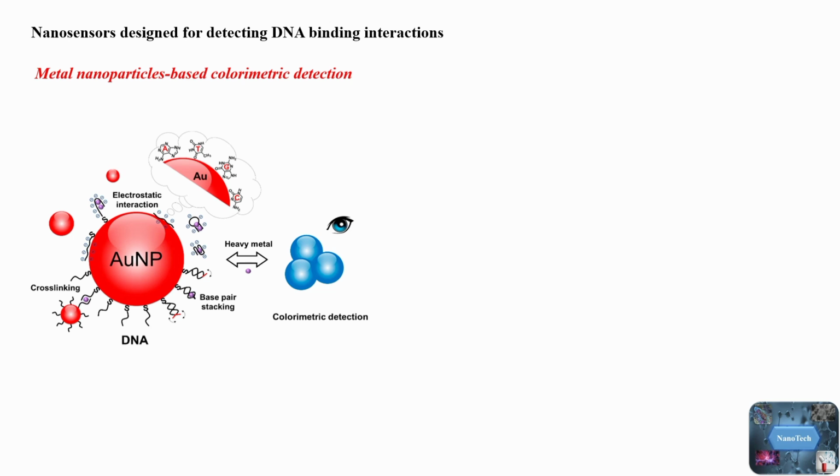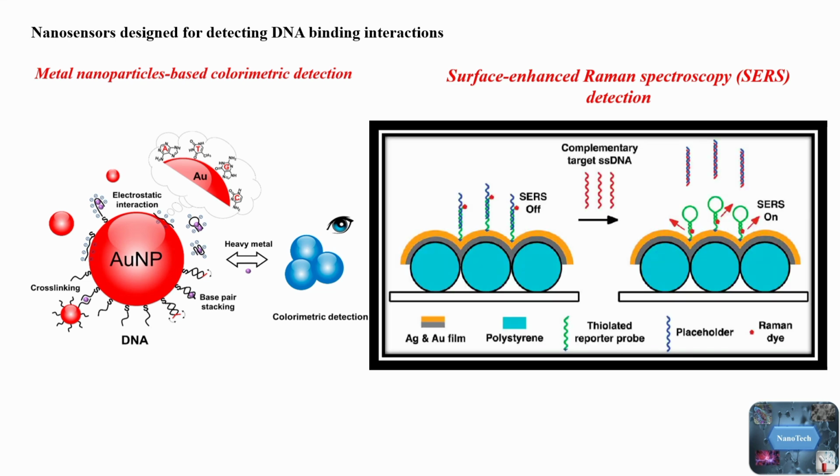SERS is one of the most promising techniques for molecular detection, which merges the benefits of molecular fingerprint specificity with single-molecule sensitivity. SERS has been employed to study protein-DNA or drug-DNA interactions, achieving enhanced signal and therefore improved detection sensitivity.